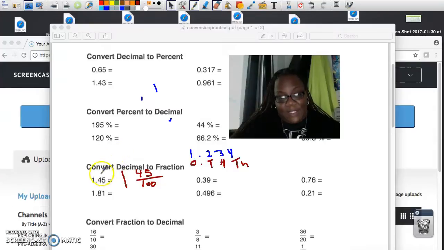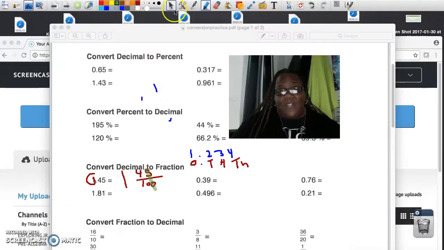Okay? Because look at this. Tens, hundreds. Okay, so I take that 45 and I put it over 100. It's the same thing as saying this. 1 represents a whole dollar bill, right? So this is 100%. So I leave it as a whole number. The point 45 represents 45 cents, right? So it's 45 cents out of a dollar. That's how you can look at it too. However, if you can reduce, that would be great. I know that these two numbers will reduce.